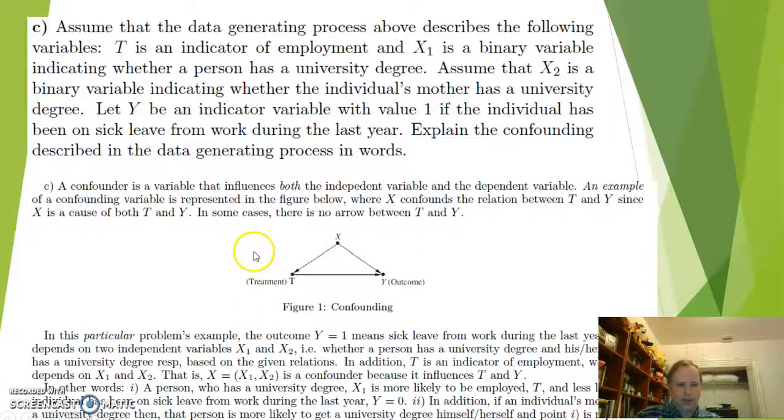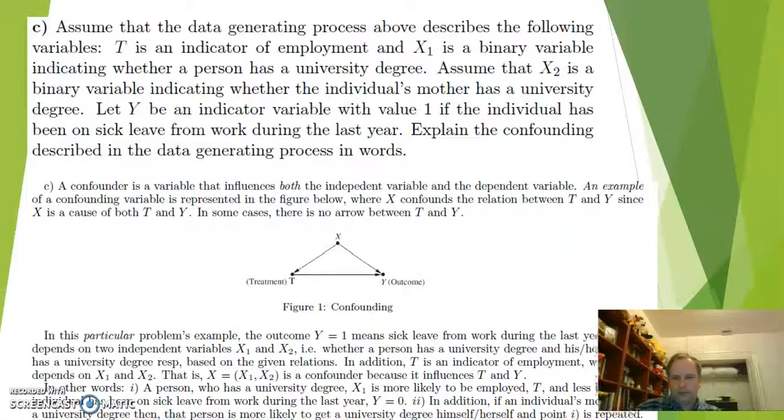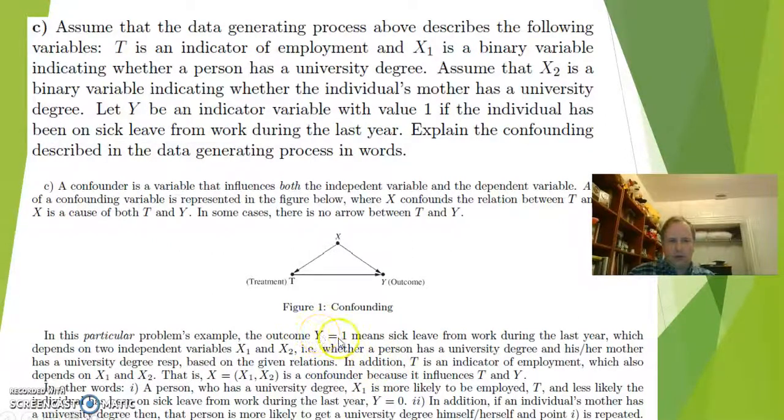In this particular problem, the outcome y equal to 1 means sick leave from work during the last year, which depends on the two independent variables x1 and x2, that is, whether a person has a university degree and whether his or her mother has a university degree, based on the given relations. In addition, t is an indicator of employment, which is also dependent on x1 and x2. That is, x1 is a confounder because it influences t and y.